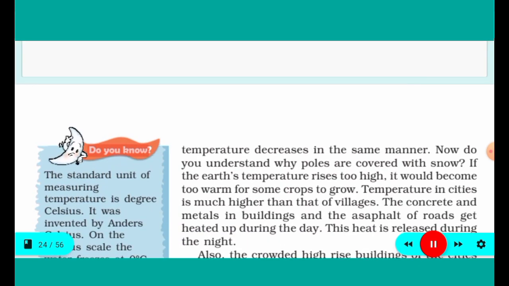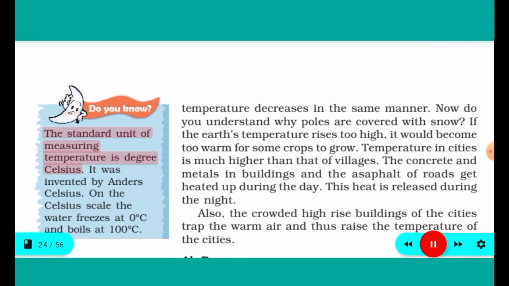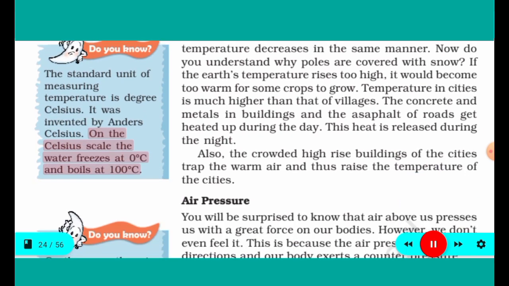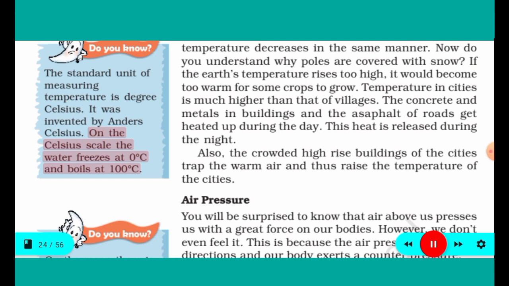Do you know? The standard unit of measuring temperature is degrees Celsius. It was invented by Anders Celsius. On the Celsius scale, water freezes at 0 degrees Celsius and boils at 100 degrees Celsius.